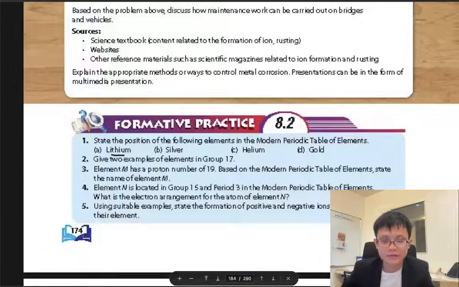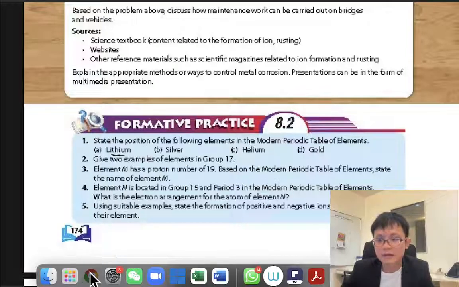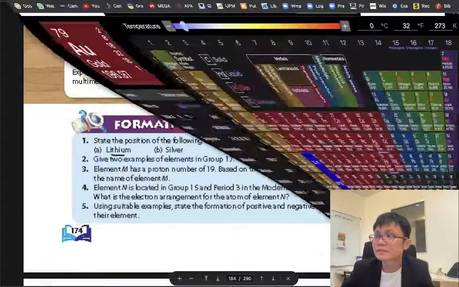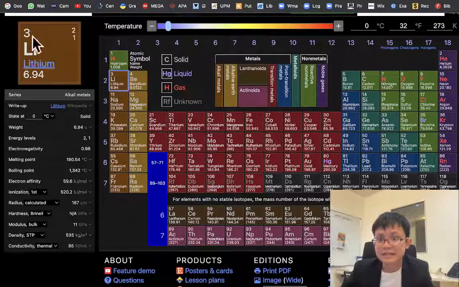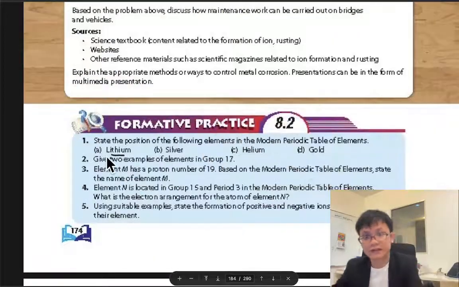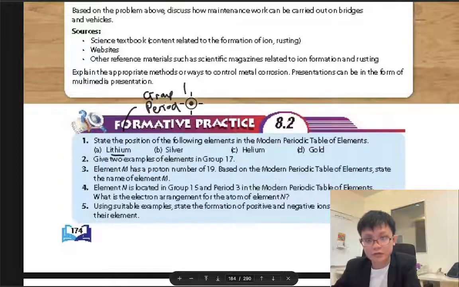Let's look at the periodic table. Lithium is Li. You can see Li is in group 1. Can you see or not? Here is 1. Group 1, period 2. Lithium is at period 2. So the answer for lithium is group 1, period 2.